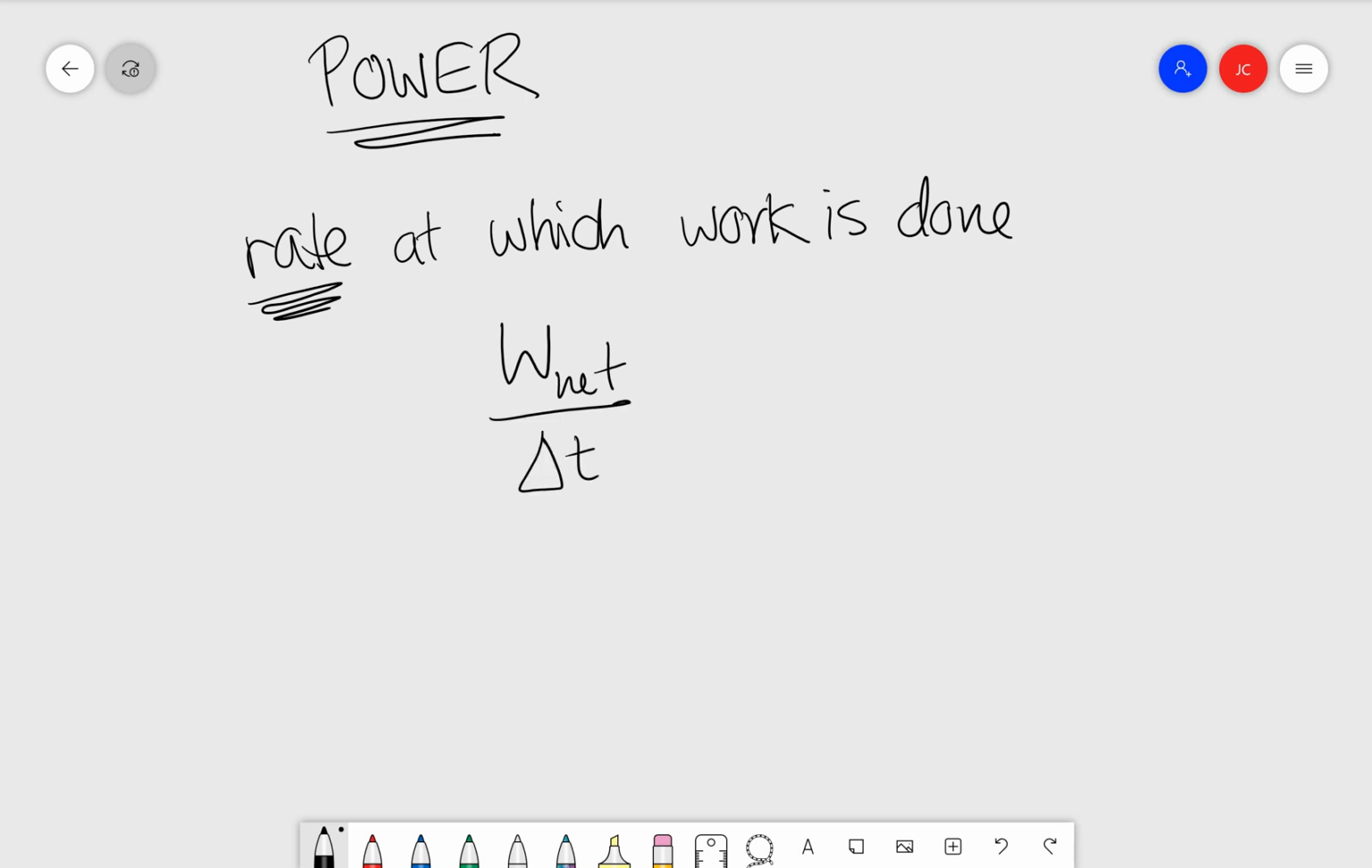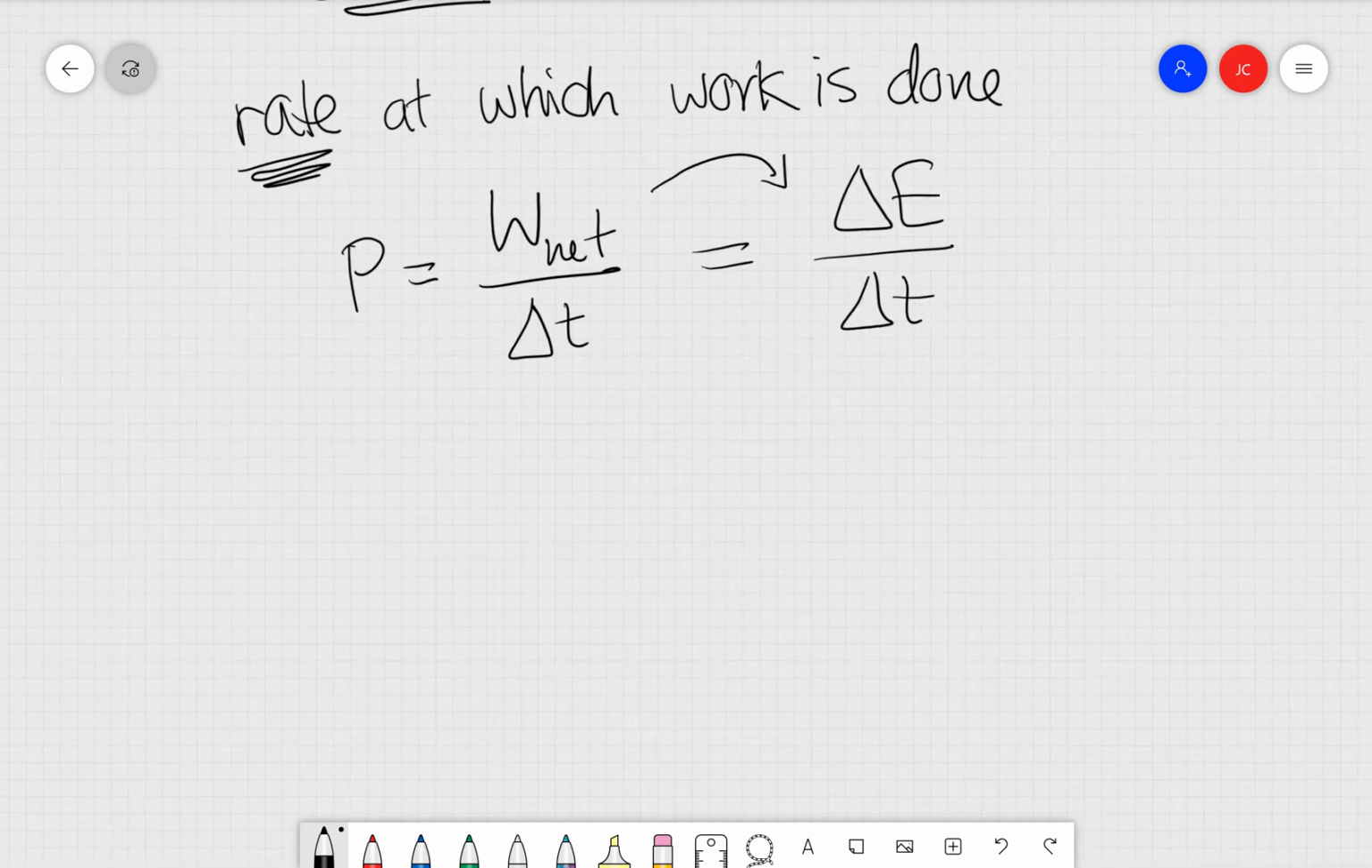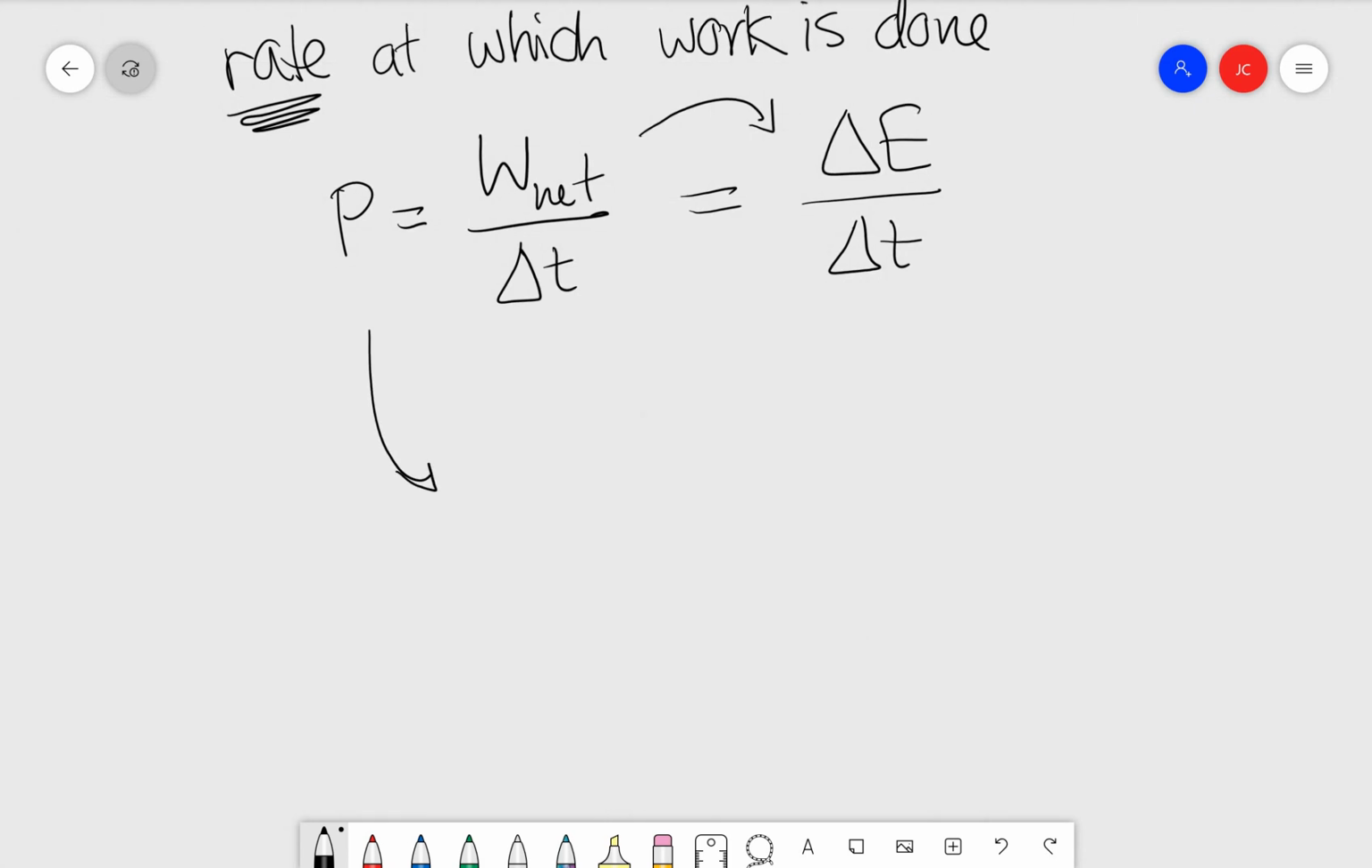So power is defined using the letter P as the net work over the change in time that work is done over. And because net work is the same as change in energy, you could also say that power equals delta E over delta T. This is the equation for power. Again, something you'd probably want to put on an organizer or somewhere you can keep it so that you know what you're doing.